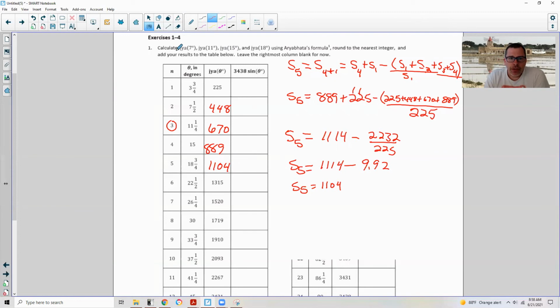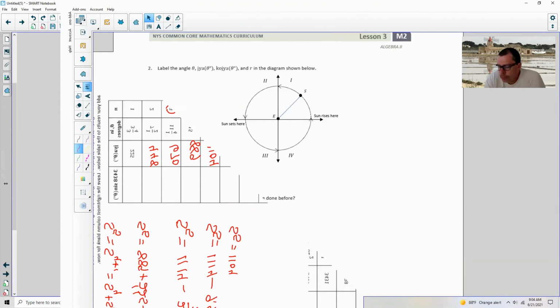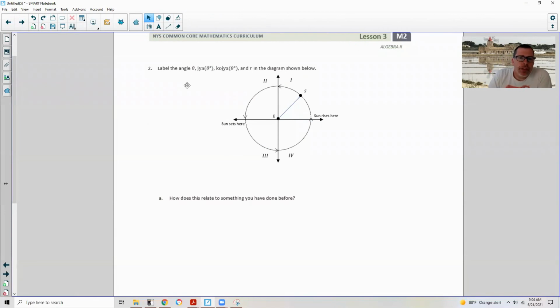Okay, so we just answered this question. We calculated jaw 7, 11, 15, and 18. We rounded to the nearest integer and added our results to the table below. It says to leave the rightmost column blank for now. So that's all they wanted us to do here. So we are done. Okay, page 4 brings us to number 2.